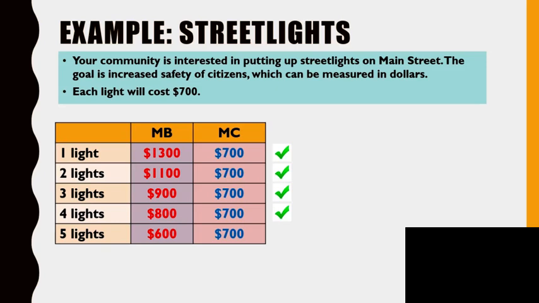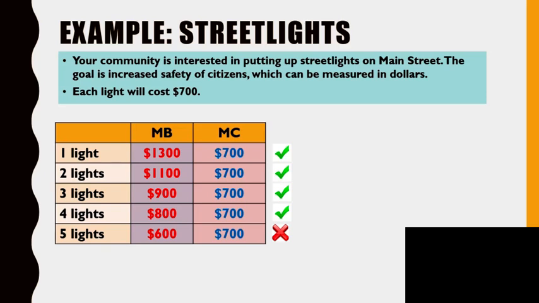But guys, what about the fifth? Is it rational to install the fifth streetlight? No, the fifth streetlight we wouldn't want to install because the value is $600, but the cost of doing so is going to be $700. We actually have negative consumer surplus of $100, right?